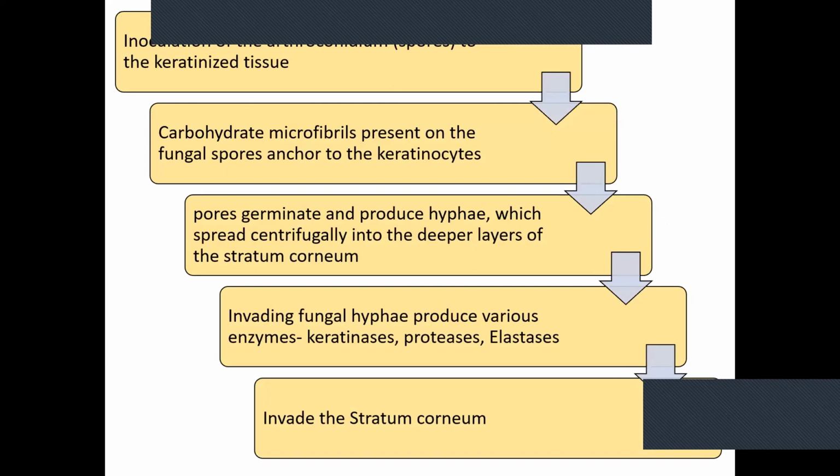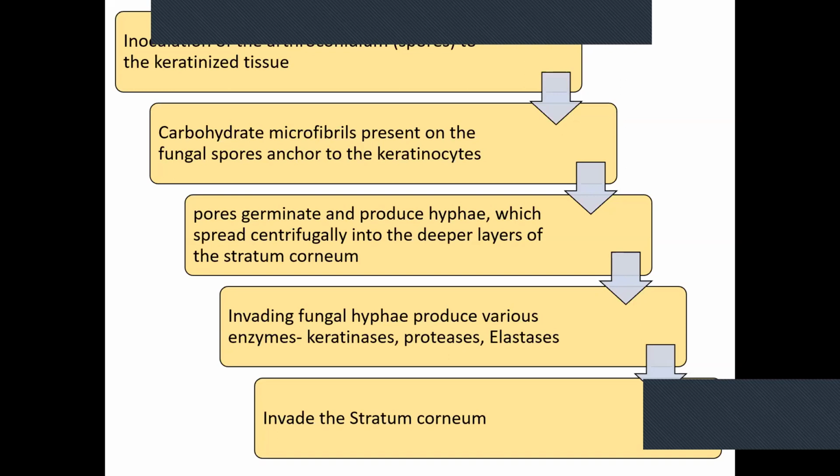The spores germinate and produce hyphae, which spread centrifugally into the deeper layers of the stratum corneum. This kind of penetration is responsible for the ringworm, the classical circular shape of the lesion. The invading fungal hyphae then produce various enzymes like keratinases, proteases, and elastases, which invade the stratum corneum.